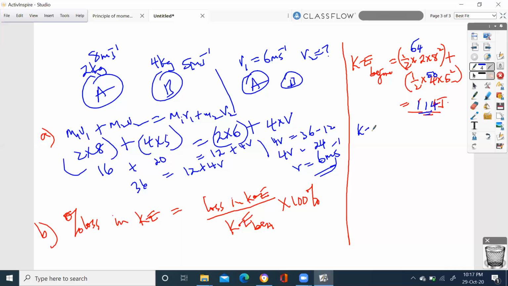Then kinetic energy after is the same as 1/2 times 2 times 6 squared plus 1/2 times 4 times 6 squared. In other words, it will be 36 plus 72.